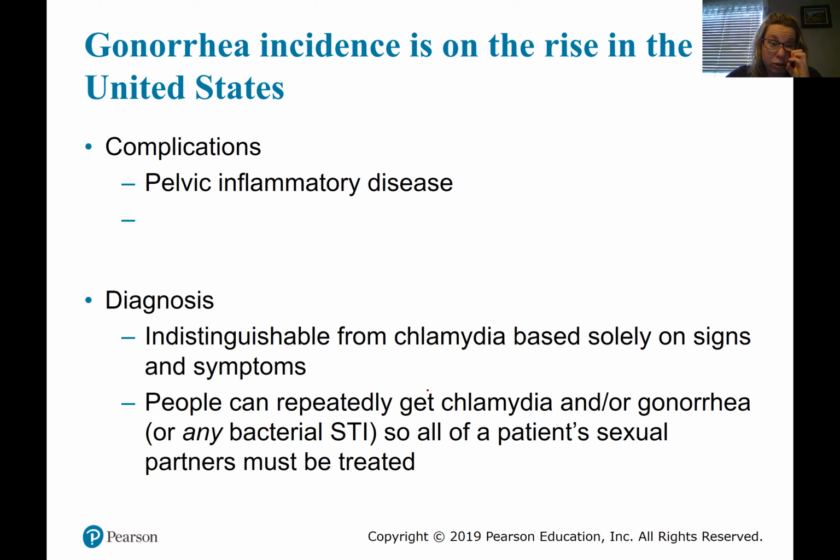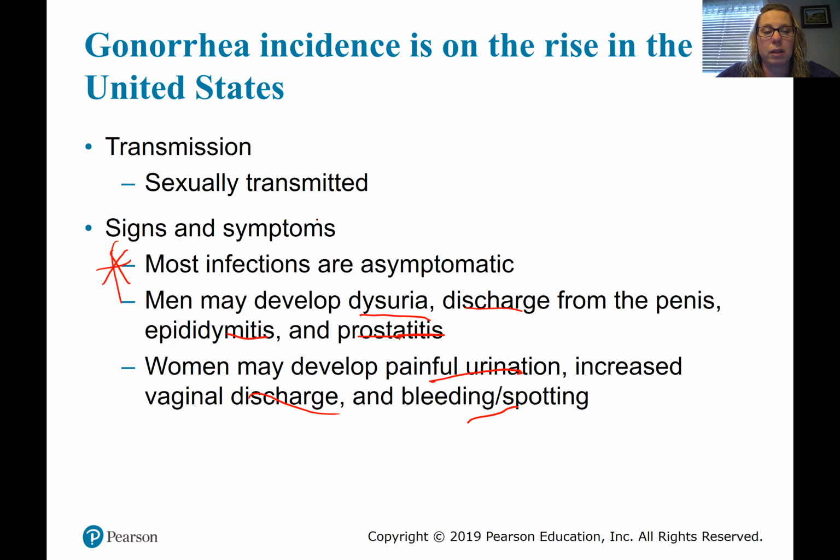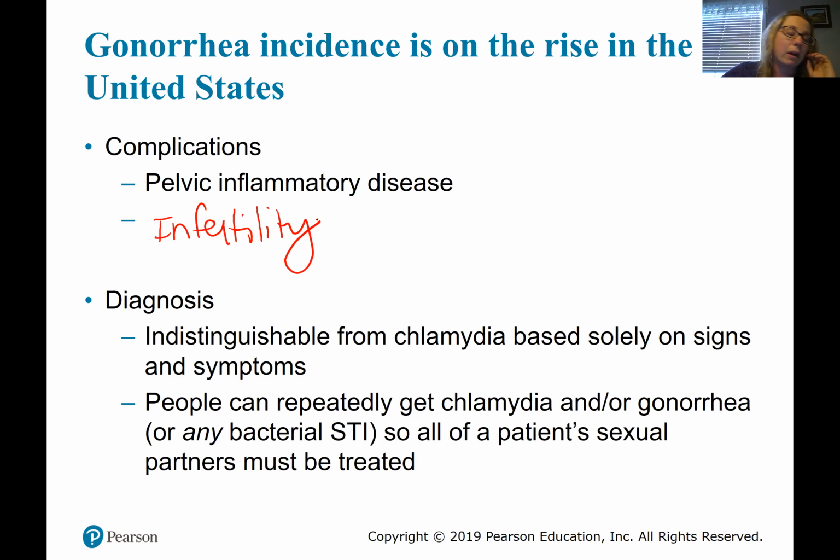Okay, complications of gonorrhea, like we mentioned with the men, could be infertility. This causes infertility in men, chlamydia, but so could gonorrhea. But pelvic inflammatory disease is another complication for this disease as well. And we're going to talk about that in a second. So you have to be basically tested to determine if it's chlamydia or gonorrhea because they look very similar based on their signs and symptoms.